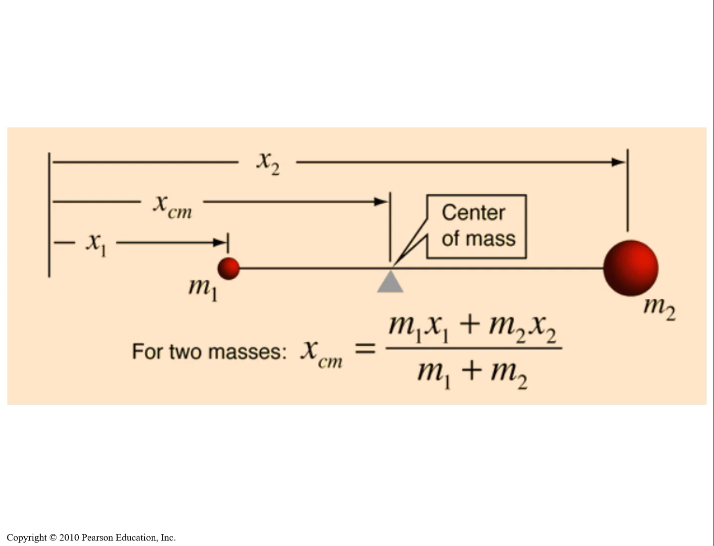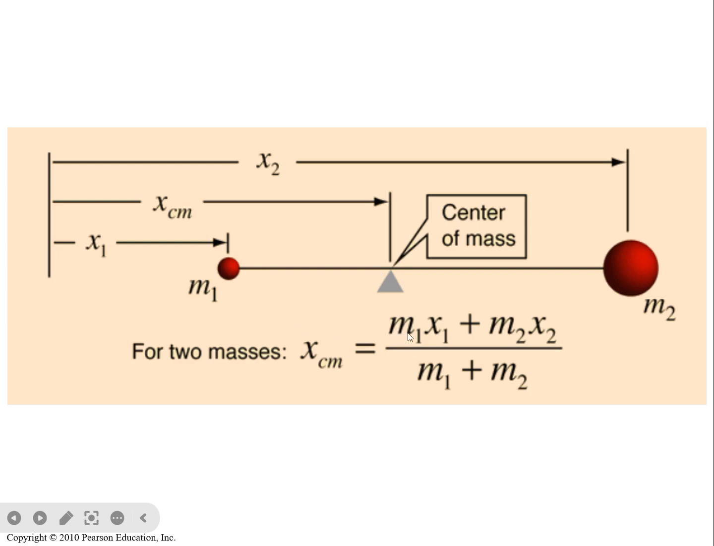Let's say we have two masses and they're separated from each other by a certain distance. And we know that the center of mass is not going to be right in the middle because M2 is so much bigger. So how would we find the center of mass? The way we do it is we consider the distance that each mass is away from a reference point. In this case, M1 is x1 away from that reference point, and M2 is x2 away from that reference point, which could be anything. You can choose the reference point.